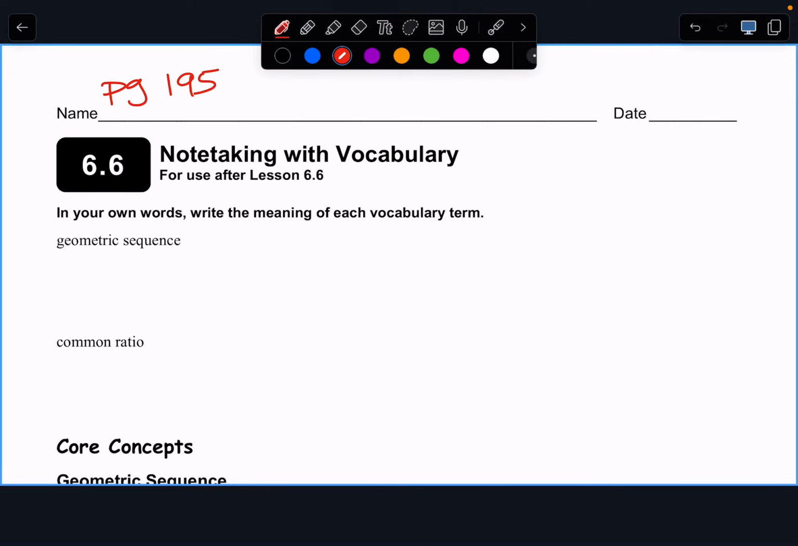All right. So we are finishing up chapter 6 today, which means we will spend the next 2 school days reviewing for our test. So our test is going to be on Tuesday.